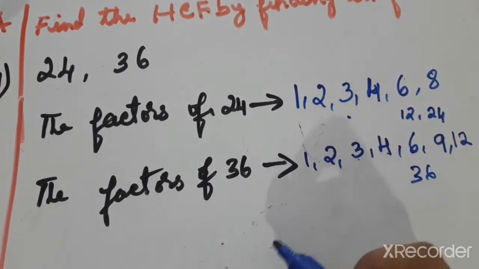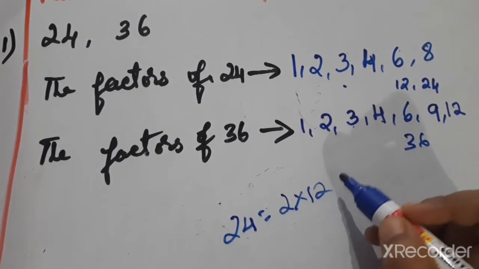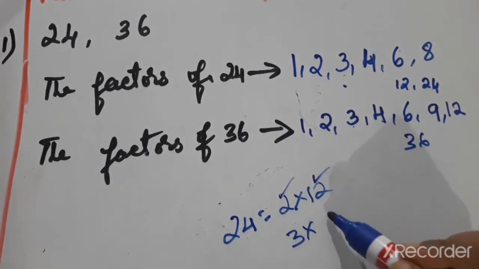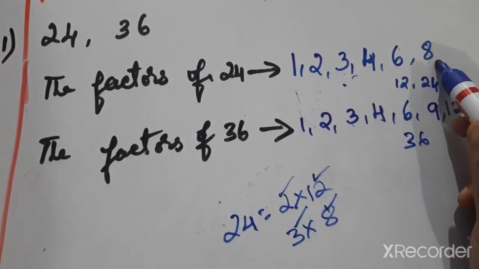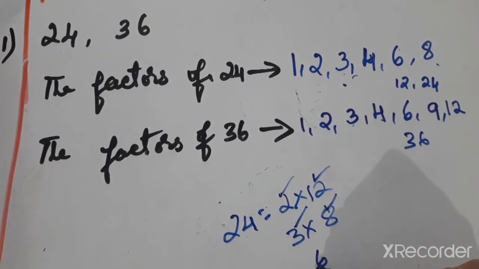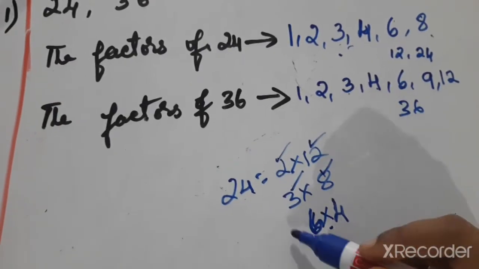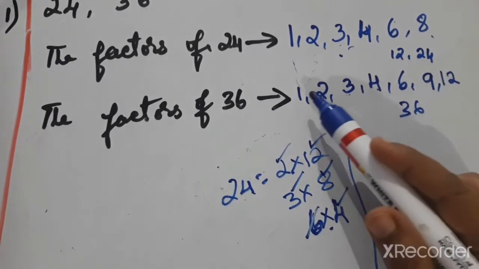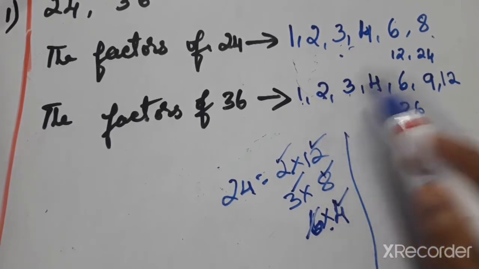Factors means what, children? Factors of 24 means we have to find: 2 12s are 24. So 2 is also a factor, 12 is also a factor. 3 8s are 24. So 3 is also a factor, 8 is also a factor of 24. And 6 4s are 24. 6 is also a factor, 4 is also a factor. Then factors of 36 means 1 36 are 36, 2 18s are 36, then 2 and 18 are also factors.